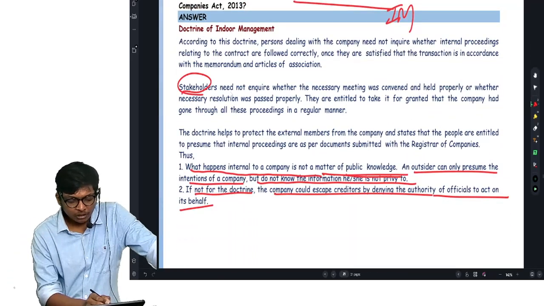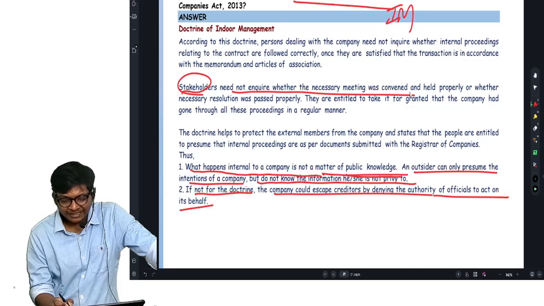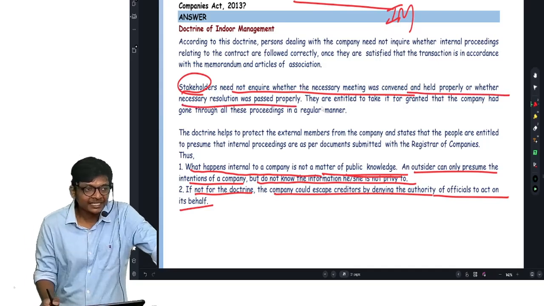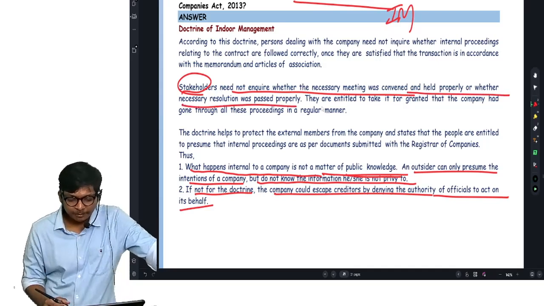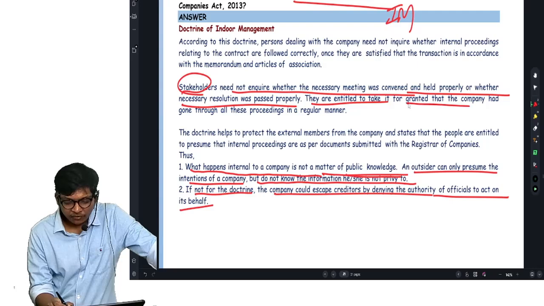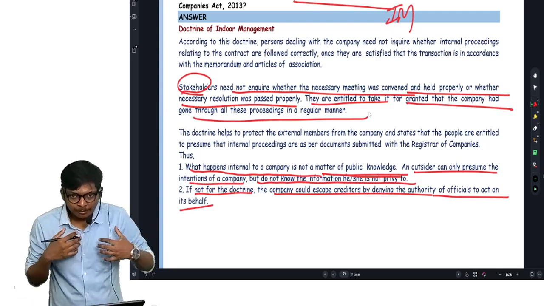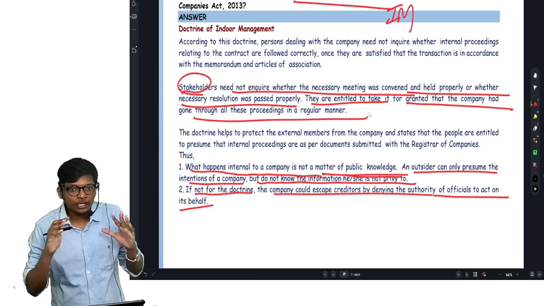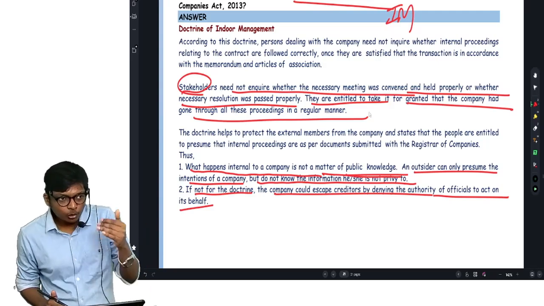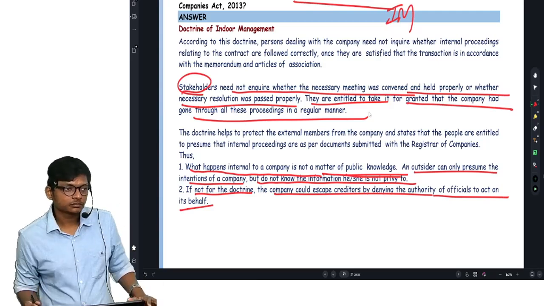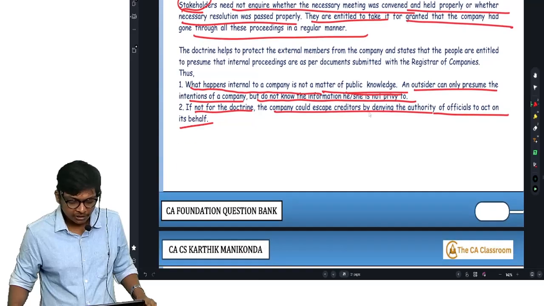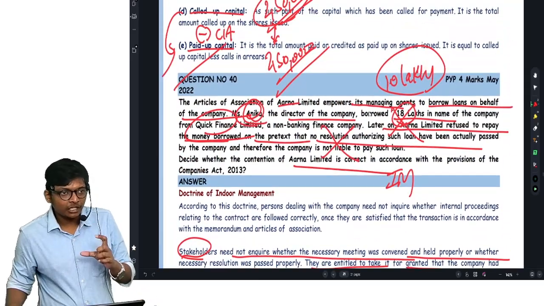The stakeholders need not inquire whether the necessary meeting was convened and properly held, whether the resolution was passed. They are entitled to take it for granted that the company has already gone through all these. I will believe that whatever is there in the AOA you have done. I know you do it. I will believe you have done it. Are you getting it, guys? Okay. Are you actually understanding the doctrines?